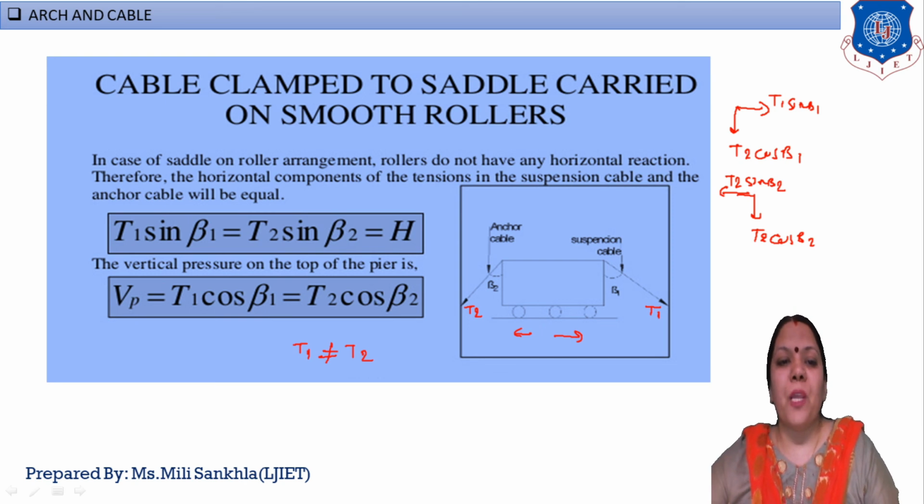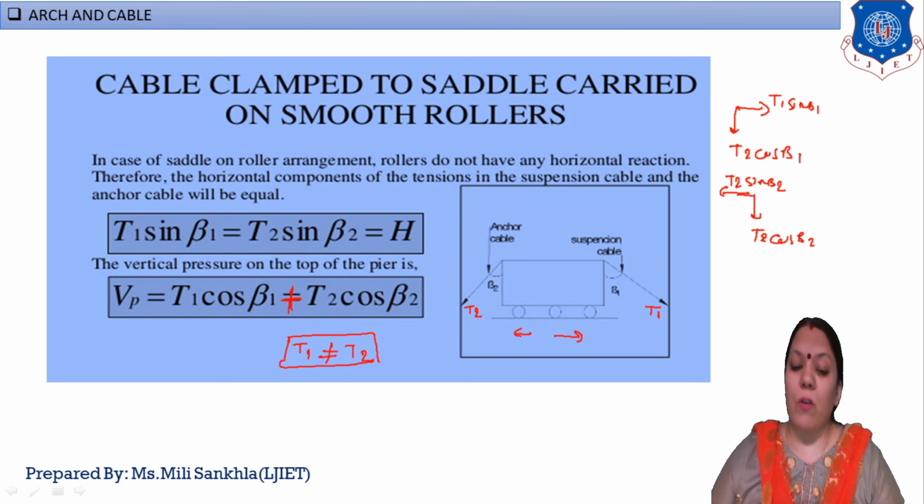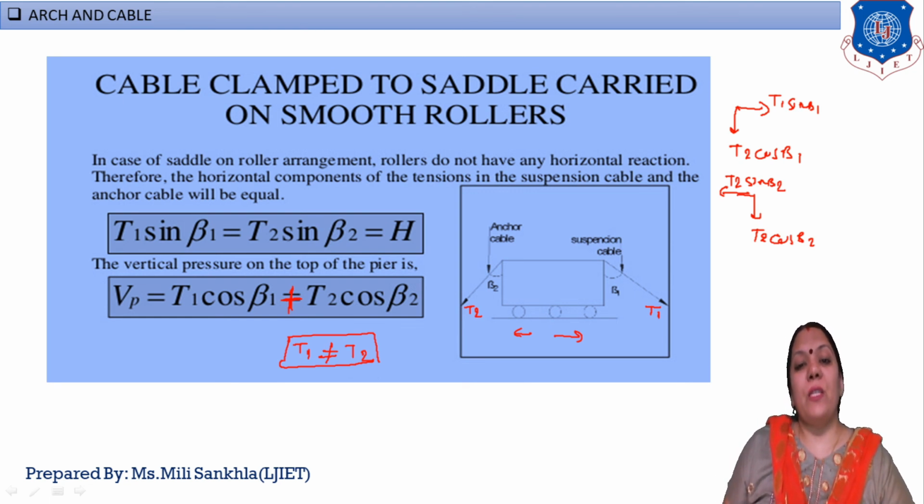Now one by one. For the horizontal component, here the roller support is moved to the left hand side, so we compare T1 sin beta 1 is equal to T2 sin beta 2 is equal to H. Now for the vertical component, here two forces act in the same direction. First is T1 cos beta 1 plus T2 cos beta 2, and here T1 is not equal to T2 for the saddle mounted on roller. Okay, now our equation is complete. Next we solve an example, first the example of a parabolic arch.